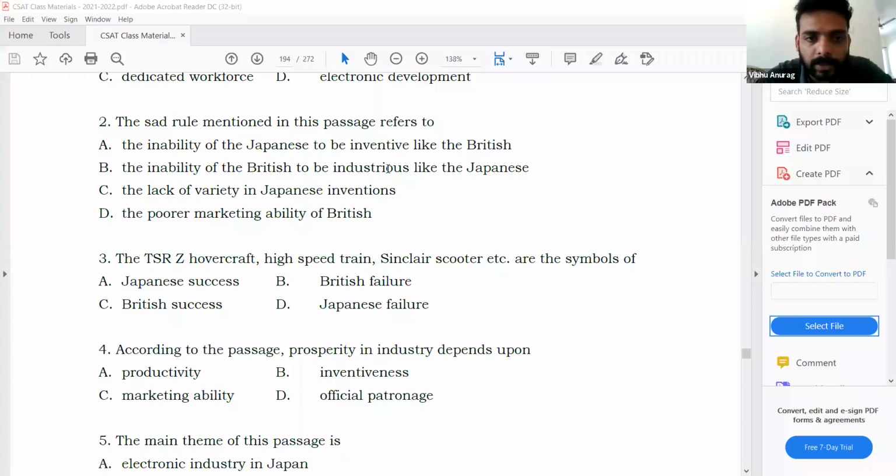Should we compare industrious to industry, sir? No, it doesn't mean that. Industrious means hardworking. Okay, sir. That is industrial. This is industrious. Industrious means hardworking. Okay. Any other doubts?